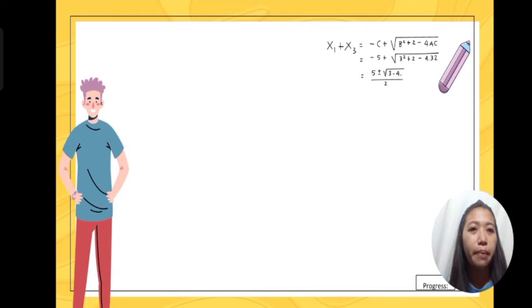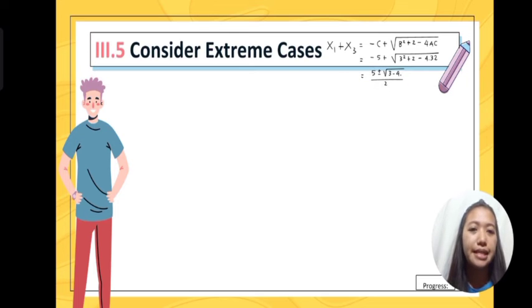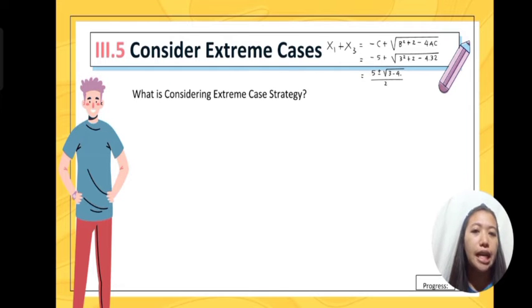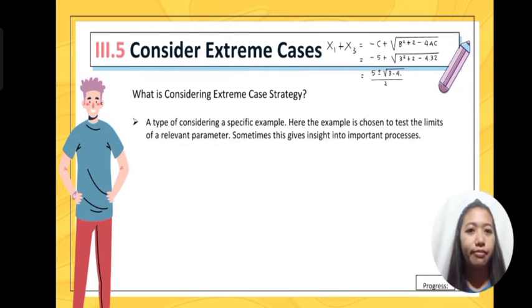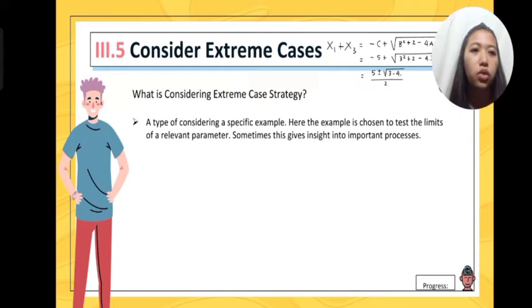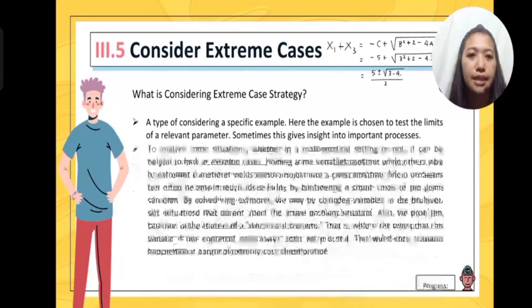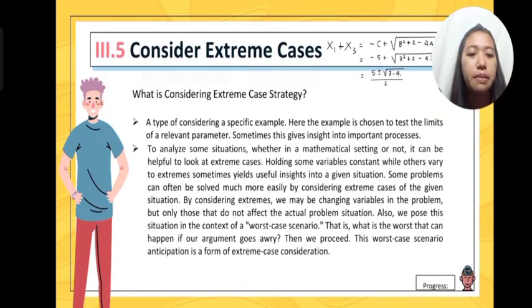So let's talk about considering extreme cases. So, what is the considering extreme cases strategy in problem solving? It is a type of considering a specific example. Here, the example is chosen to test the limits of a relevant parameter. Sometimes this gives insight into important processes. To analyze some situations, whether in a mathematical setting or not, it can be helpful to look at extreme cases.